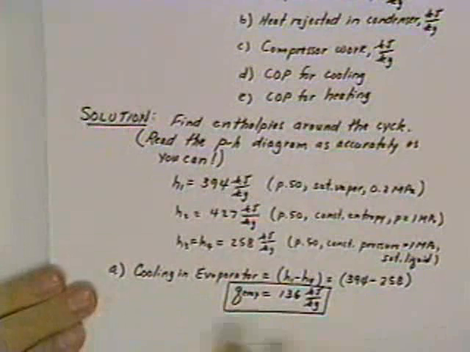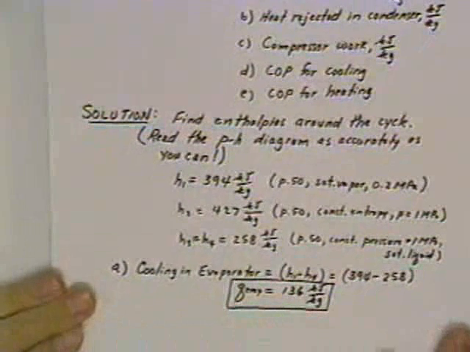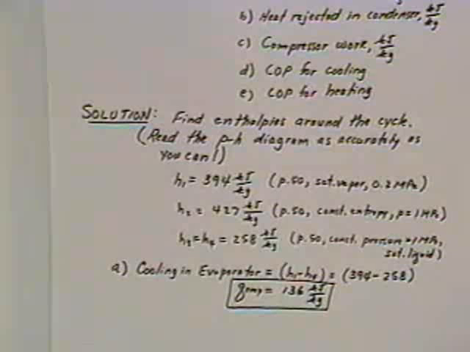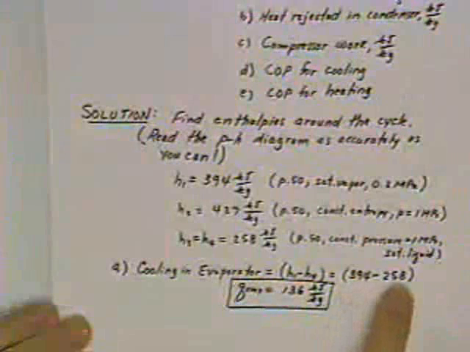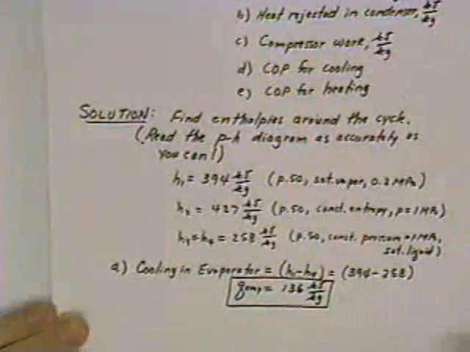Okay, cooling in the evaporator. Let's make sure we understand what we're talking about for the cooling. In the case of an air conditioning system, the cooling is the amount of energy removed from, let's say, the house or the apartment in the evaporator coil. That's equal to H1 minus H4. With the enthalpies we got, 394 minus 258, our Q in the evaporator is 136 kilojoules per kilogram. That's the cooling in the evaporator.